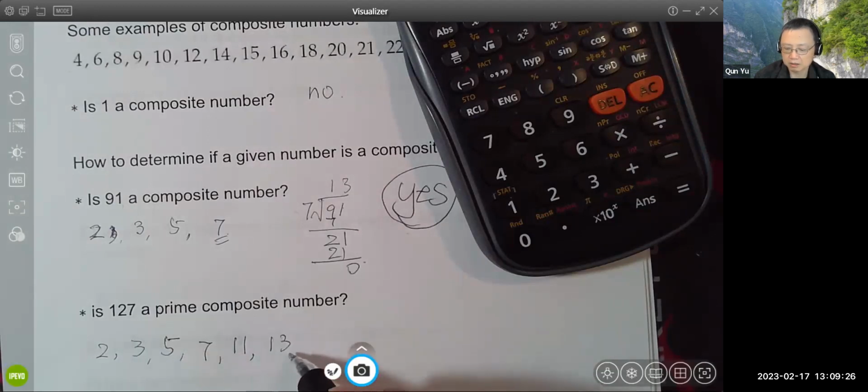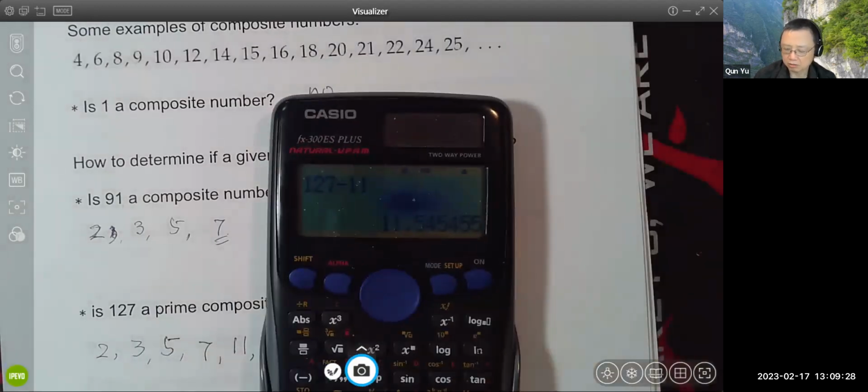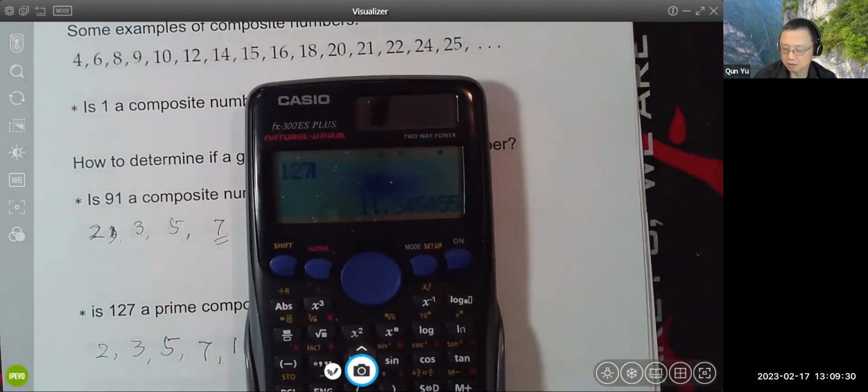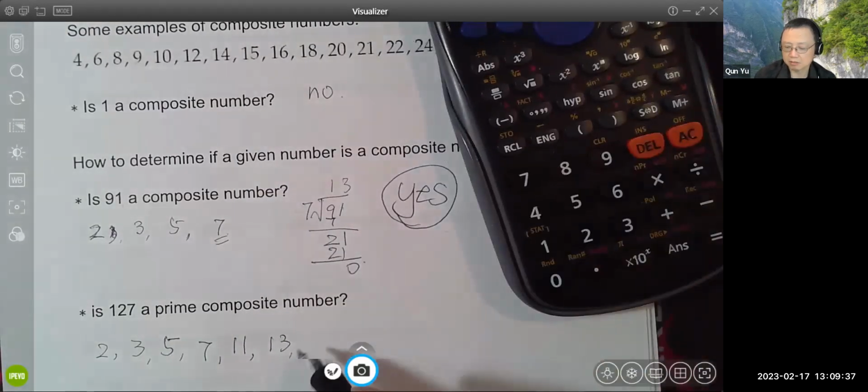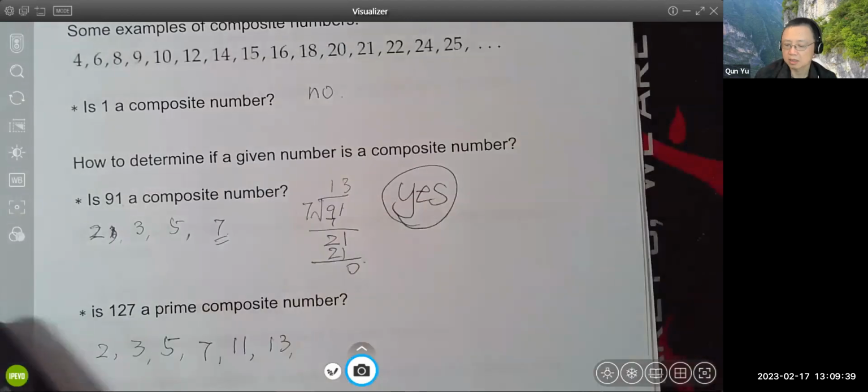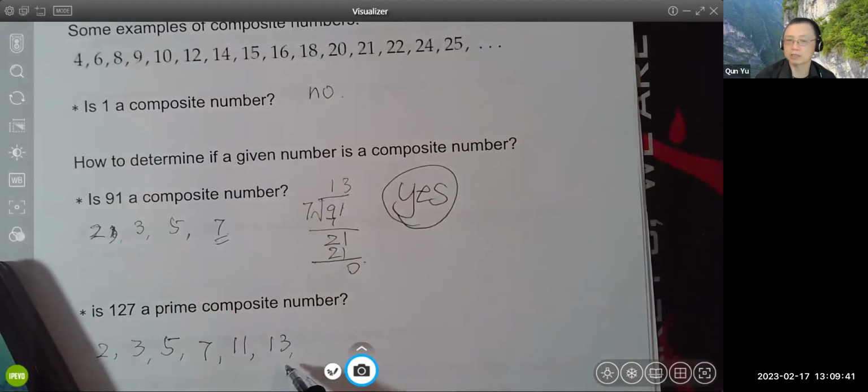Next prime number is 13. So 127 divided by 13, we get 9 point something. So this one is not an answer either. Actually, this is where we want to stop.